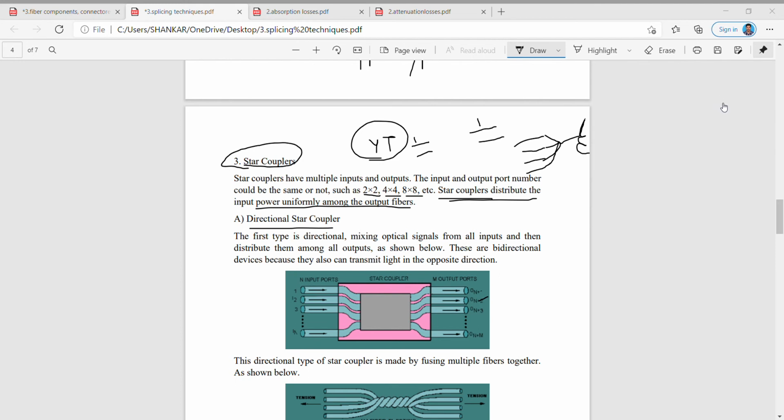Is there any problem with the screen? Is it visible or any problem?